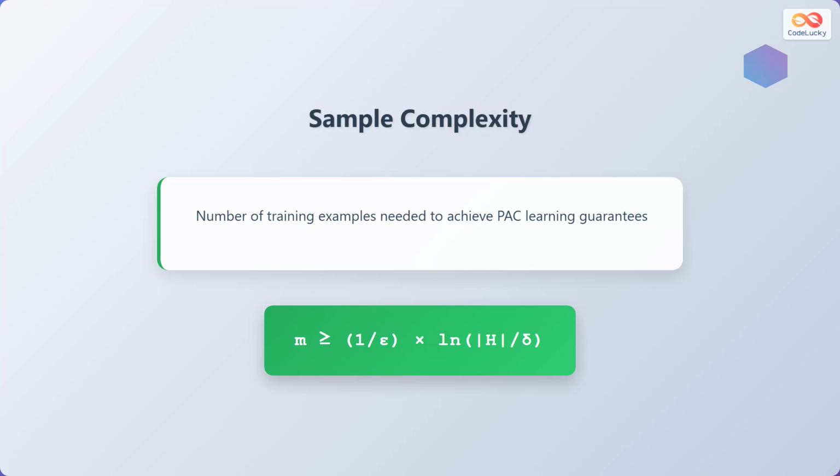Sample complexity refers to the number of training examples needed to achieve probably approximately correct, that is, PAC learning guarantees. In other words, it tells us how much data our learning algorithm needs to see in order to learn effectively with high probability. The sample complexity, m, can be calculated using the following formula. m is greater than or equal to 1 divided by epsilon, multiplied by the natural log of the cardinality of H divided by delta, where epsilon is the accuracy parameter, delta is the confidence parameter, and cardinality of H represents the size of the hypothesis space.